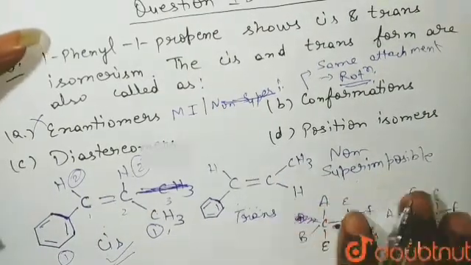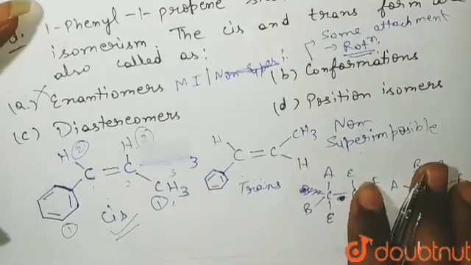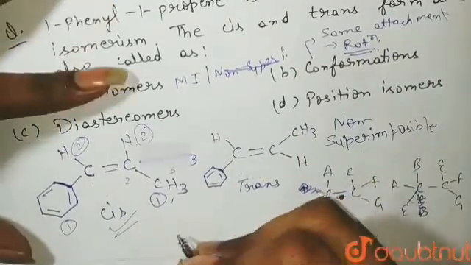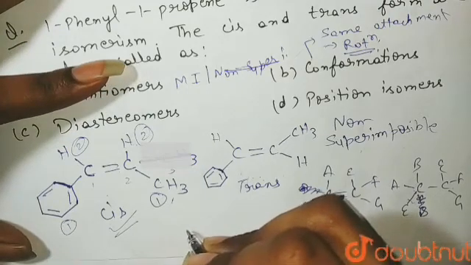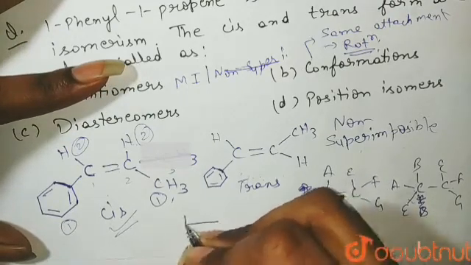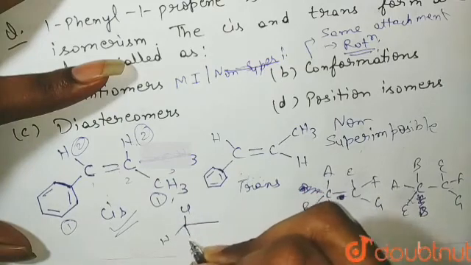So if I give you one more example of conformation, because I think I should give one more. See here, if I take this example, let's say we have this Cl, hydrogen and hydrogen.